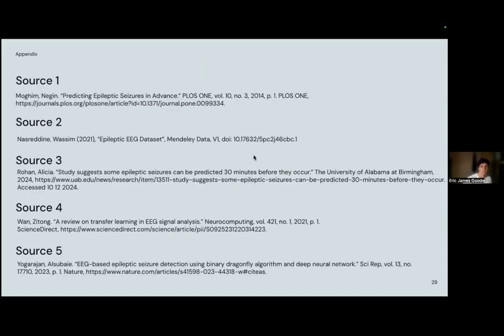And then these were the sources that we used to research our entire project.